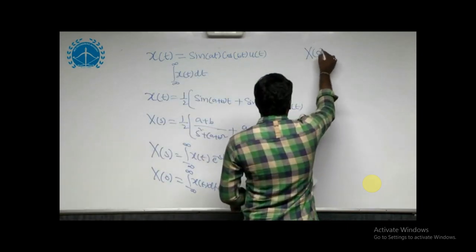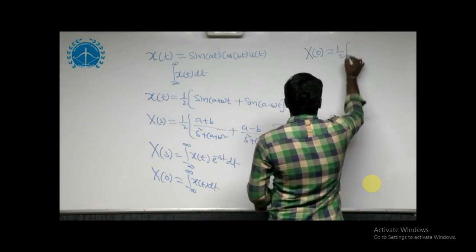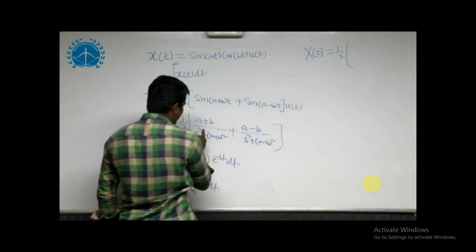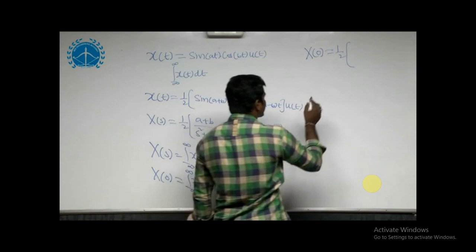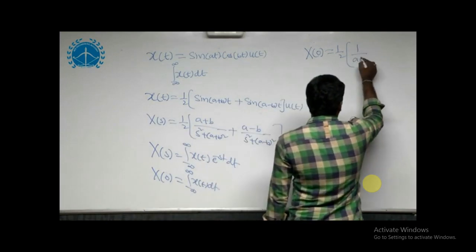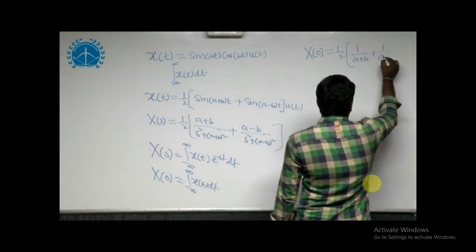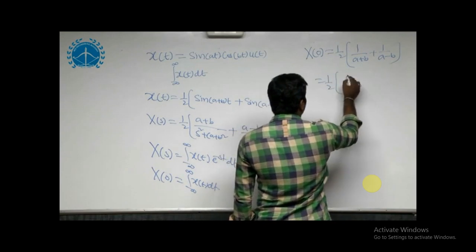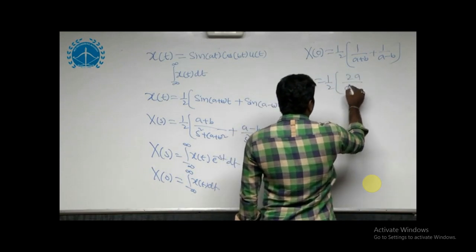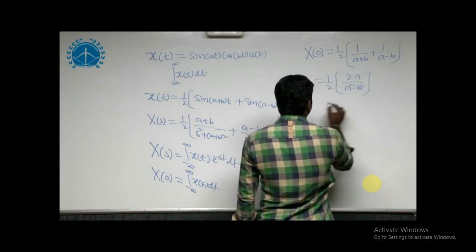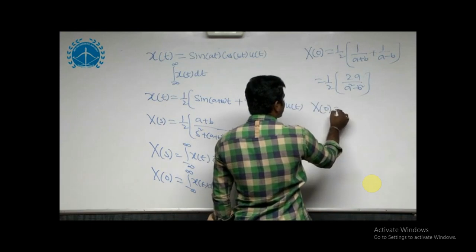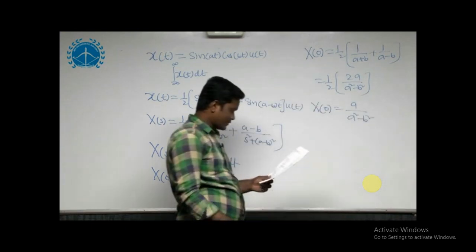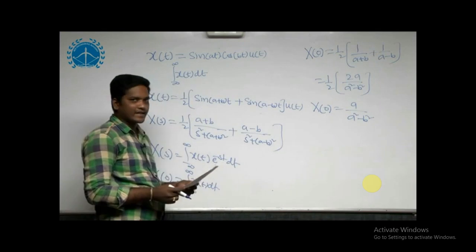Now X of 0 is equal to 1 by 2 into, if I substitute s equal to 0, a plus b by a plus b whole square, it becomes 1 by a plus b plus 1 by a minus b. This is equal to 1 by 2 into 2a by a square minus b square. So X of 0 is equal to a by a square minus b square. So the right answer is C.